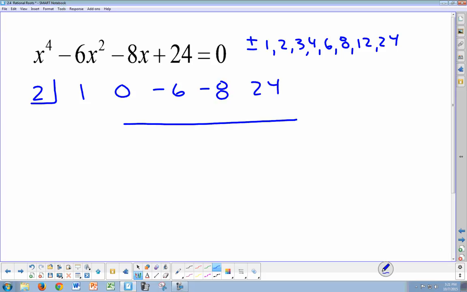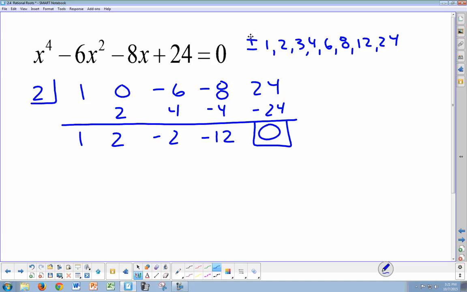With a quick synthetic division, we can see that we're going to end up with a 0 remainder. This is here 2. Don't forget I'm multiplying there, yeah? 2. And then a 4, -2, -4. Again, this is just a quick multiplication and add, and that gives us our 0 remainder.